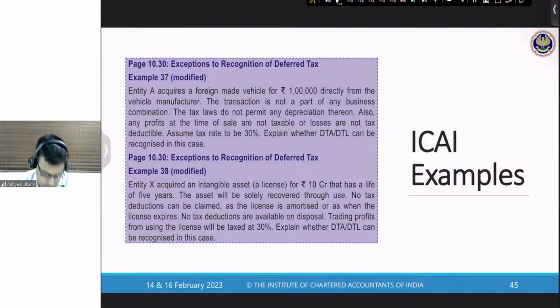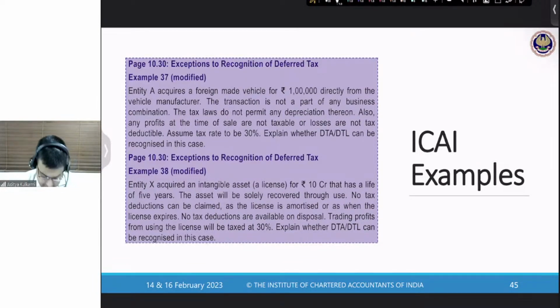So for example, Entity A acquires a foreign made vehicle directly from the vehicle manufacturer, and the transaction is not a part of any business combination. The tax laws do not permit any depreciation thereon. Also, the profits at the time of sale are not taxable, neither are the losses tax deductible. Assume the tax rate to be 30%.